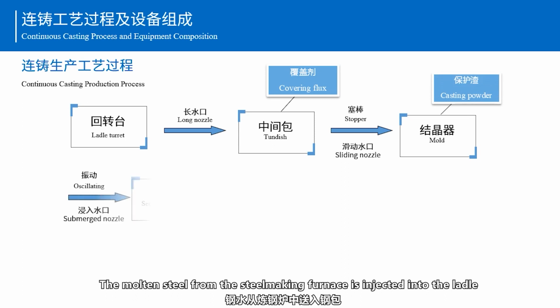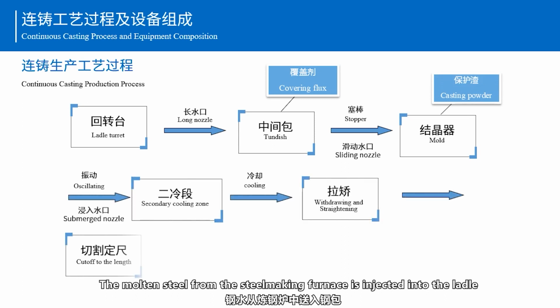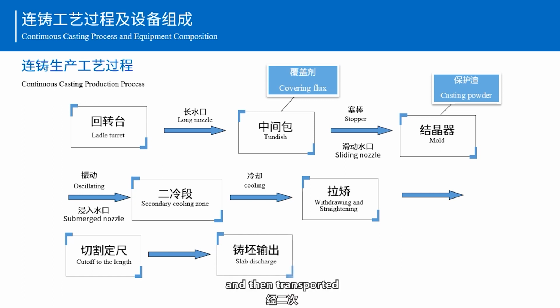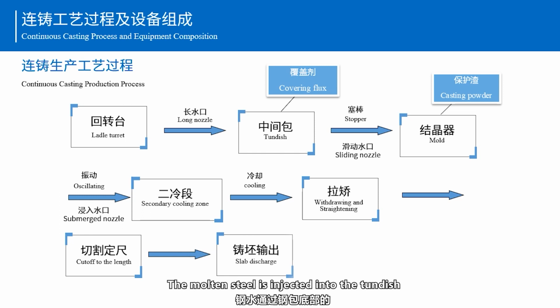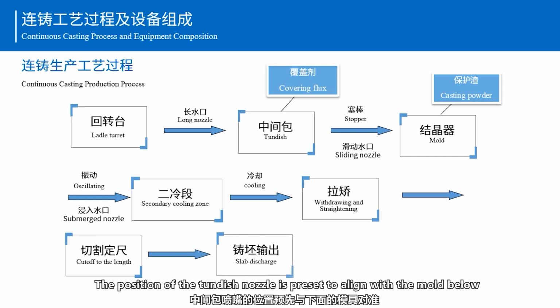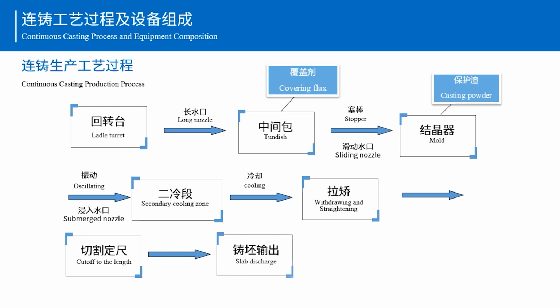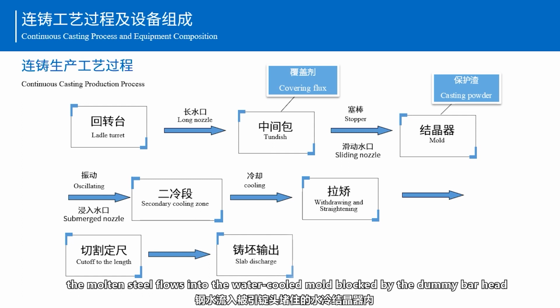The molten steel from the steelmaking furnace is injected into the ladle and then transported to the top of the continuous casting machine after secondary refining treatment. The molten steel is injected into the tundish through the ladle nozzle at the bottom of the ladle. The position of the tundish nozzle is preset to align with the mold below. After the tundish stopper is opened, the molten steel flows into the water-cooled mold blocked by the dummy bar head.